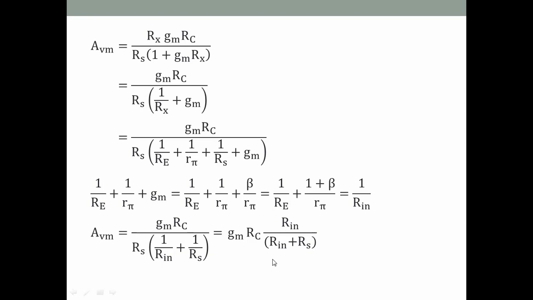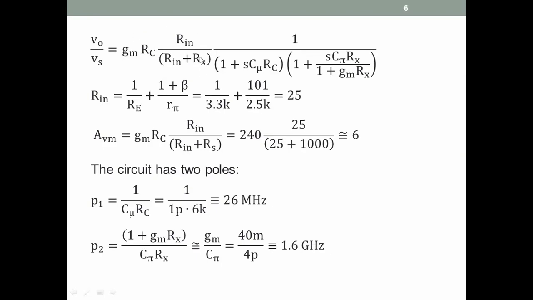What this is telling us is that the mid-band gain, or the low frequency gain, of the common base amplifier intrinsically is GMRC, but because of the source resistance there is loading, and that loading is represented by Rin divided by Rin plus Rs of the input voltage Vs. So this is the overall gain of the common base amplifier. This is intuitively a nice way of writing the mid-band gain, where Rin is this big quantity. So this is the low frequency gain, and this is the overall transfer function, low frequency gain and the 2 poles. Now let's look at the numbers.